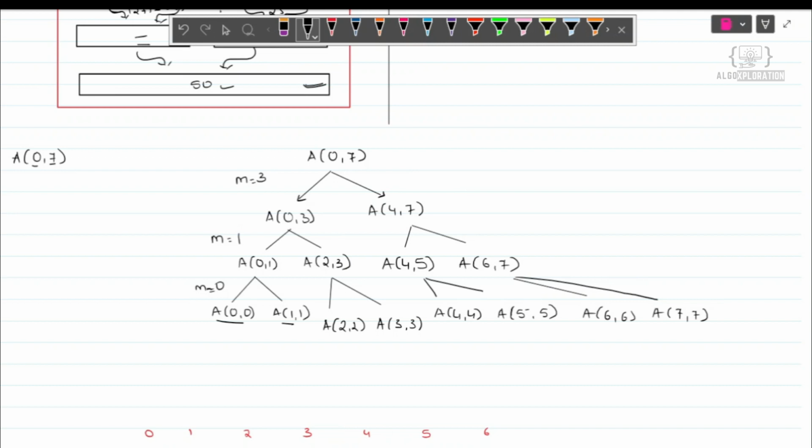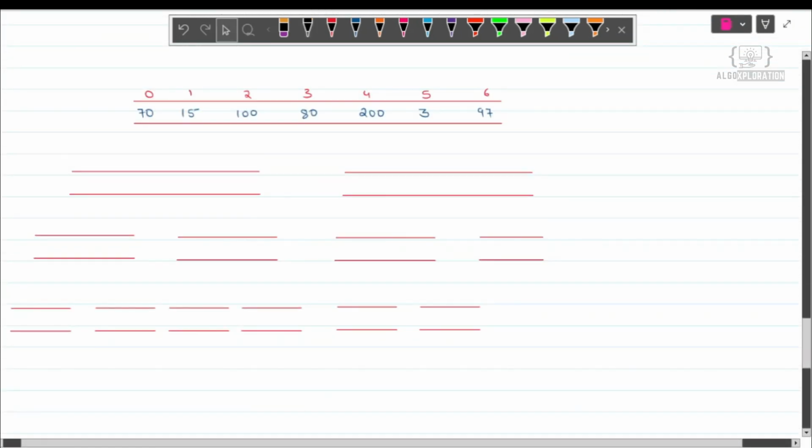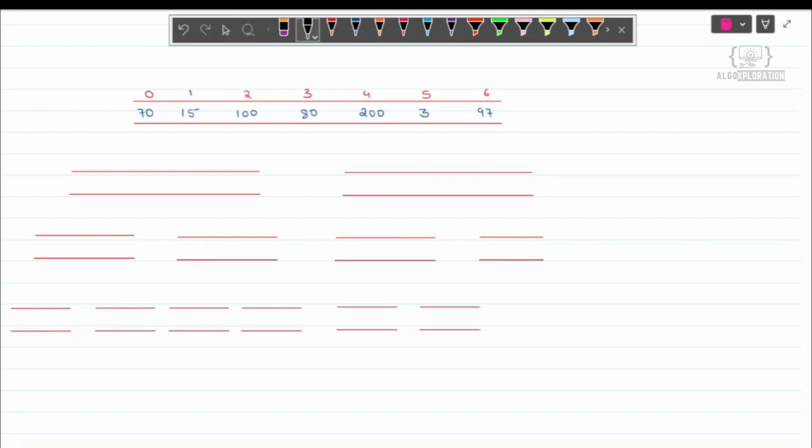After dividing till the array contains only single element, we will start merging it using the merge algorithm. Let's take this example and actually sort it. So here the mid will be 0 plus 6 divided by 2, that will be 3. So from 0 to 6, 0 to 3, divide it, and from 4 to 6, divide it. Now this array contains 70, 15, 100 and 80. Let me give the indexes 0, 1, 2 and 3.